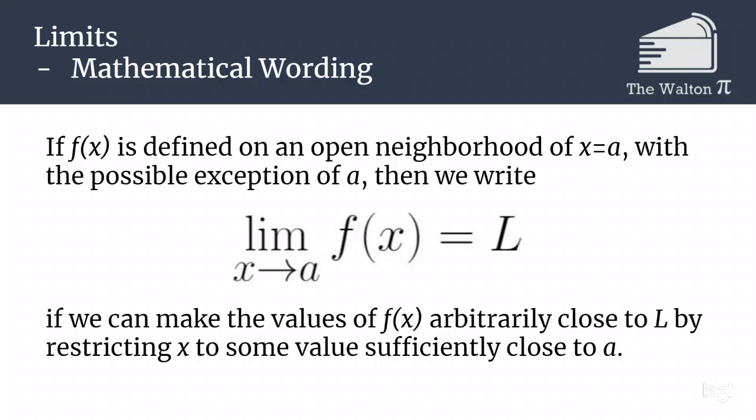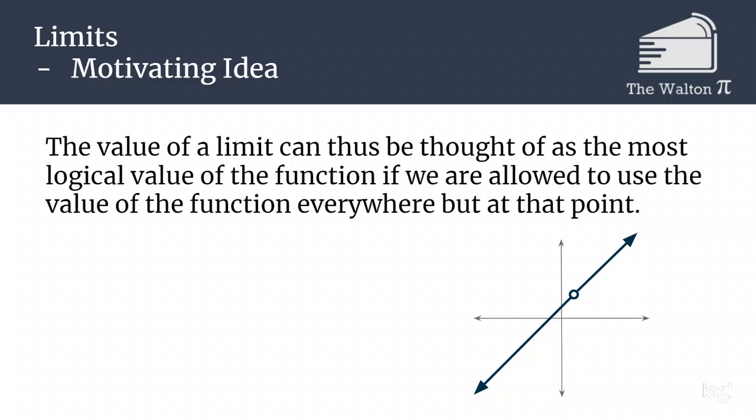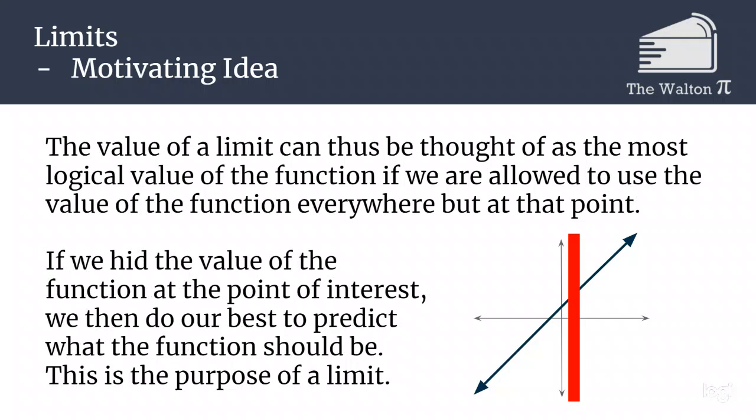So this is the mathematical version of what that general idea was saying. If f of x is defined on an open neighborhood of x equals a with the possible exception of a. So going back to this, it's saying that if we are able to find a little region around the point we care about where the function is defined everywhere on that region except maybe at the one point we're looking at, that's what that is saying.